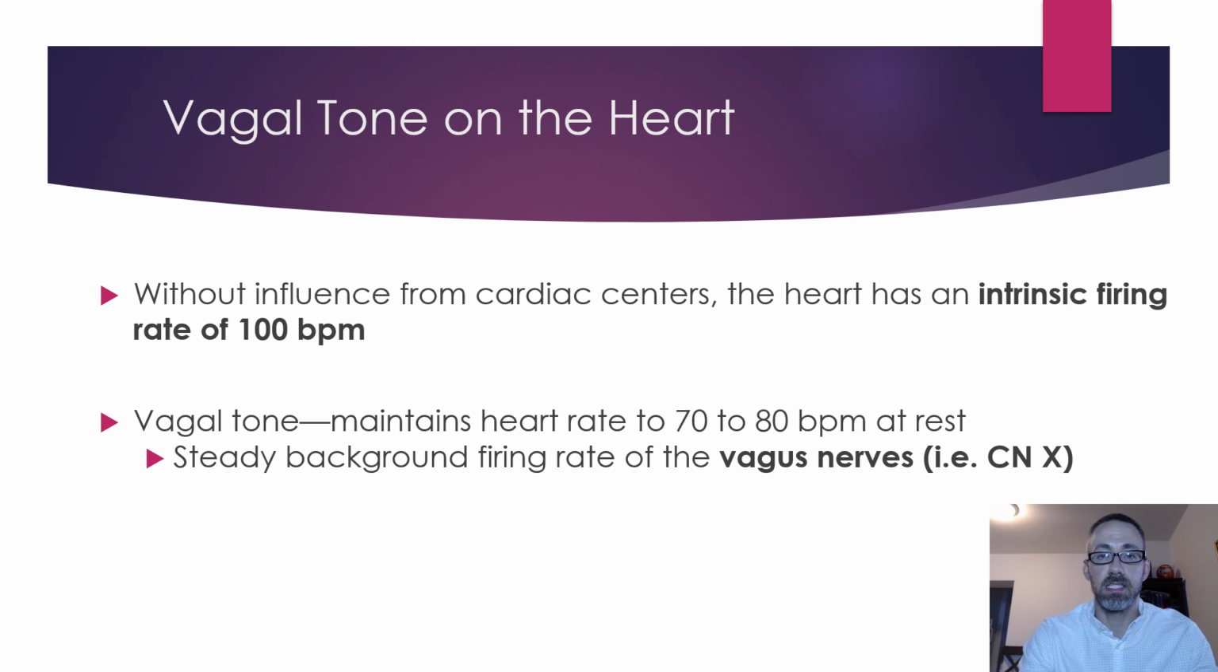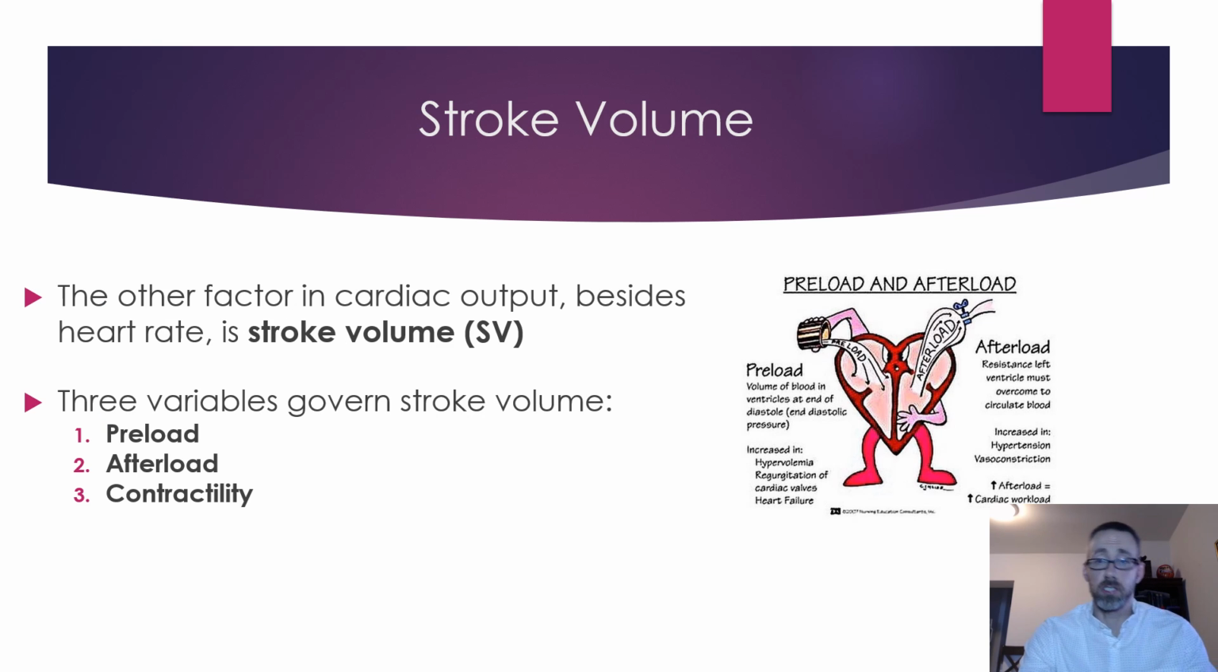What that suggests is that that lower heart rate, that's lower than the intrinsic firing rate, is due to the fact that we have something called vagal tone. There's at rest an increase in parasympathetic input to the heart, which keeps the heart rate lower. So we refer to that as vagal tone. And so again, that's a steady background firing rate of the vagus nerve. All right, so that's the heart rate.